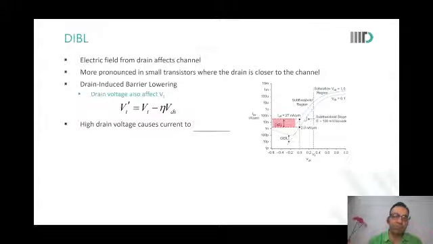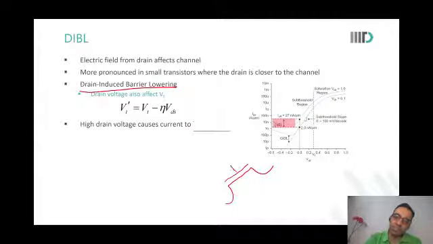Now we come to some other effects which are slightly nuanced but important. One effect is drain-induced barrier lowering. What does this mean? Typically the leakage phenomenon is dependent on the voltage at the gate, and when it is off, even then some current is flowing from source to drain. Some electron flow is happening from source to drain. So that is your typical leakage definition.